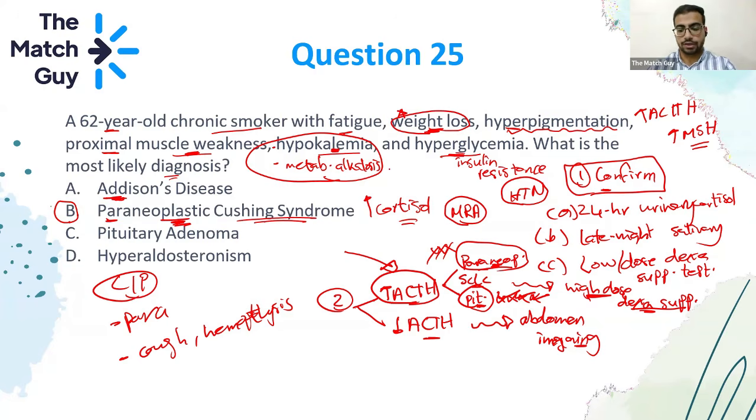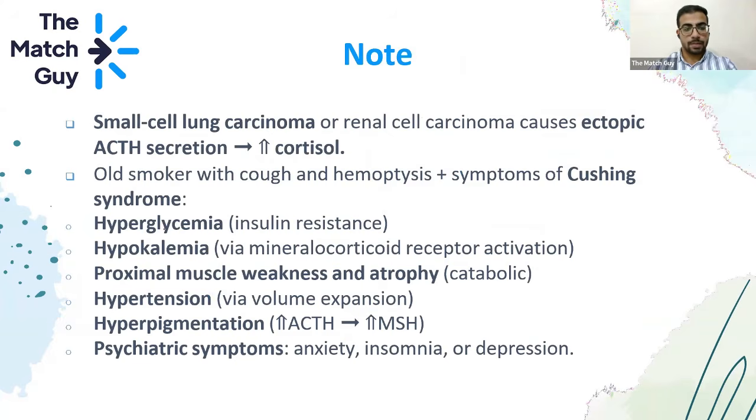Along with other features. Okay, so basically, these are the manifestations. We explained why they happen. Another important manifestation is the psychiatric symptoms, particularly anxiety, insomnia, or depression. Cortisol can present with such psychiatric manifestations as well.